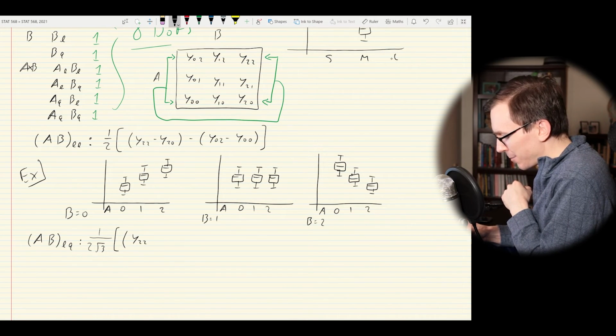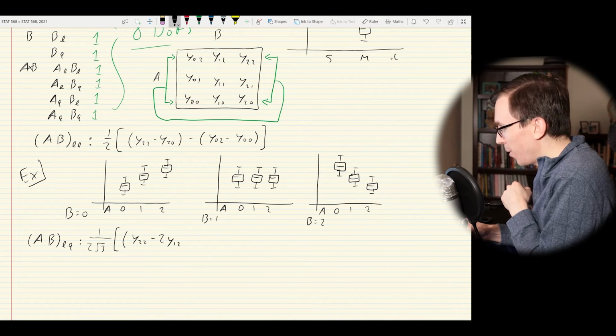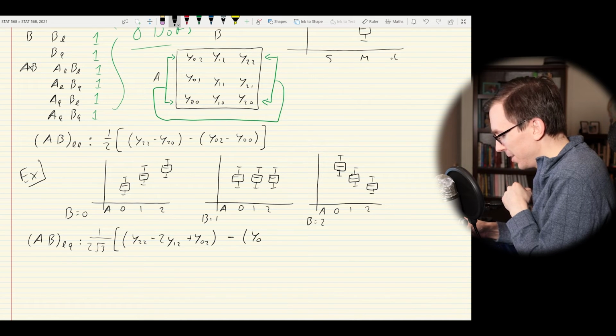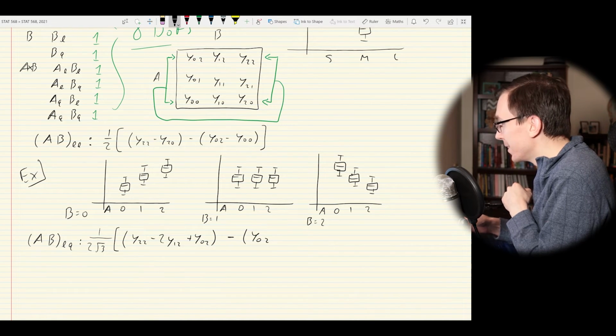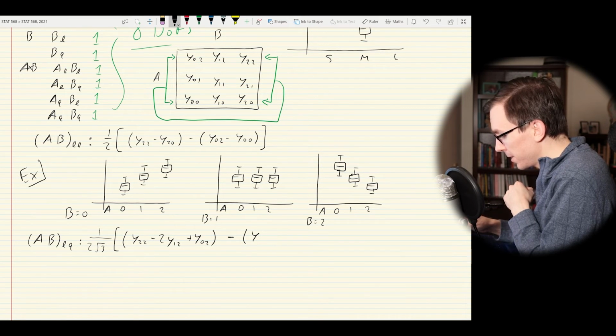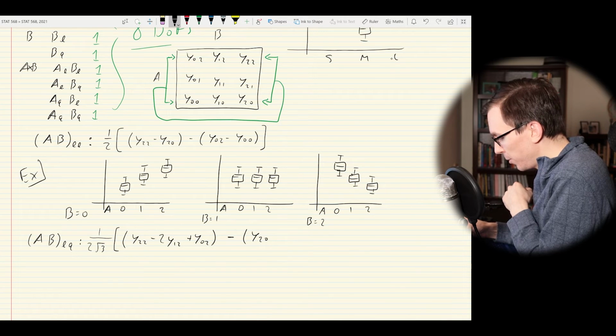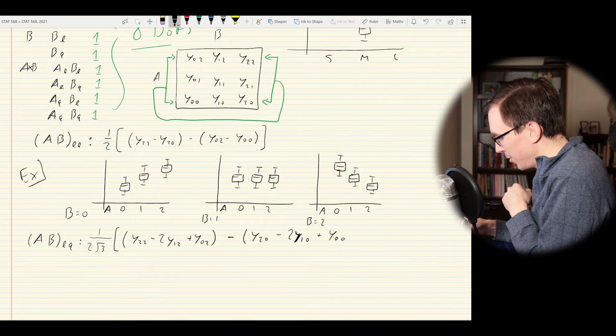The idea here is that we would do y22 minus 2y12 plus y02, and we're going to subtract from that... make sure I'm getting this right. Nope, I did it wrong, it's y20 minus 2y10 plus y00.